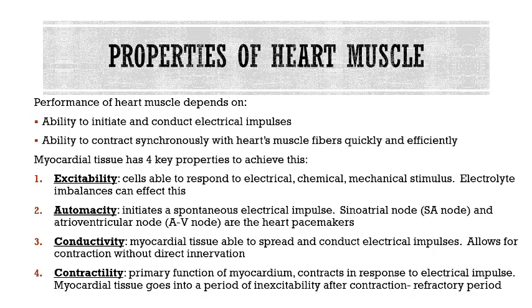Conductivity is the next property we're going to talk about. Myocardial tissue is able to spread and conduct electrical impulses, and it allows for contraction without direct innervation. When you're talking about direct innervation, you can think about the fact that most impulses spread through a nerve fiber, and it has to connect to a very specific cell or a neurotransmitter. There has to be a direct path.